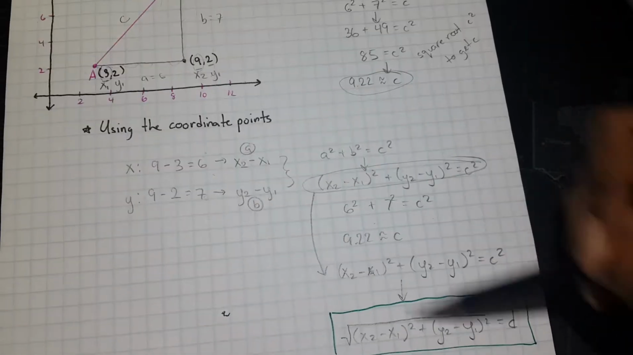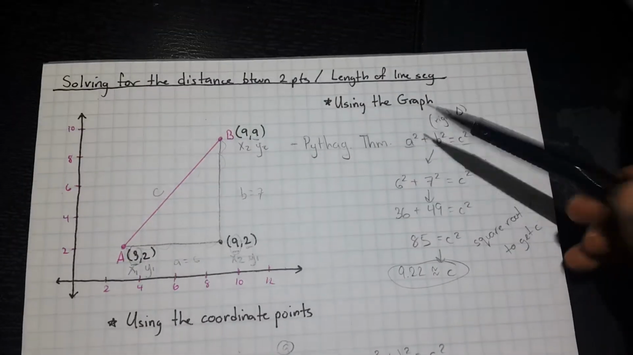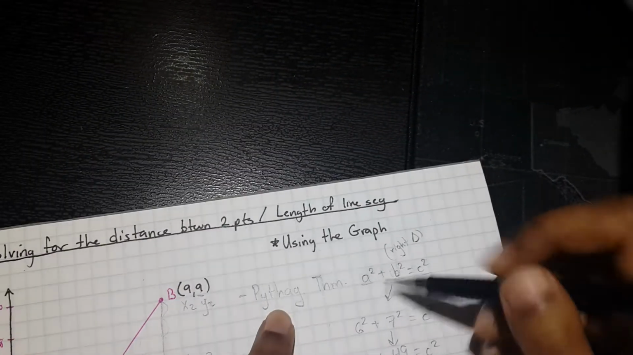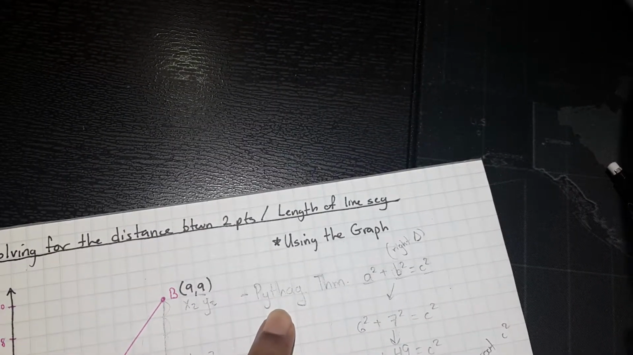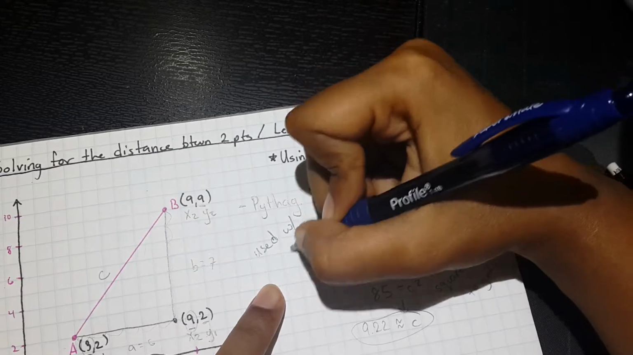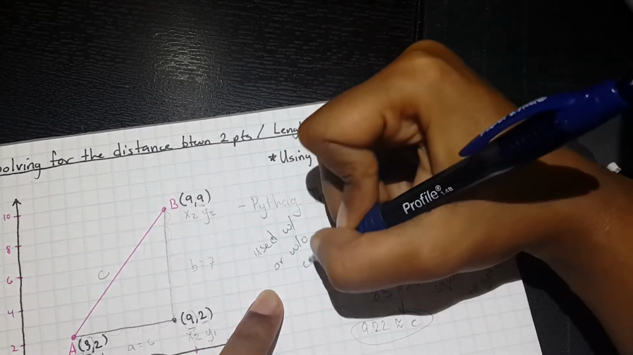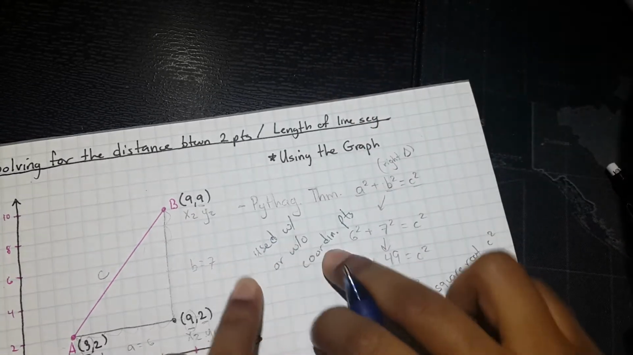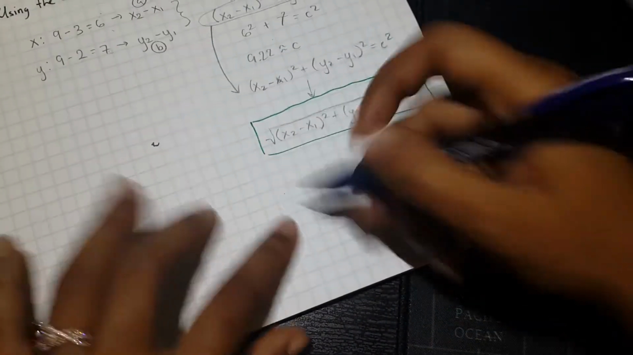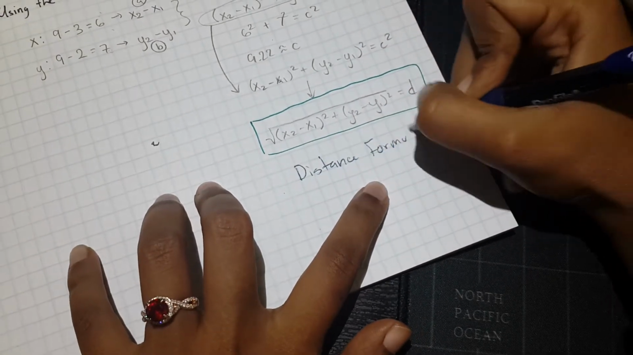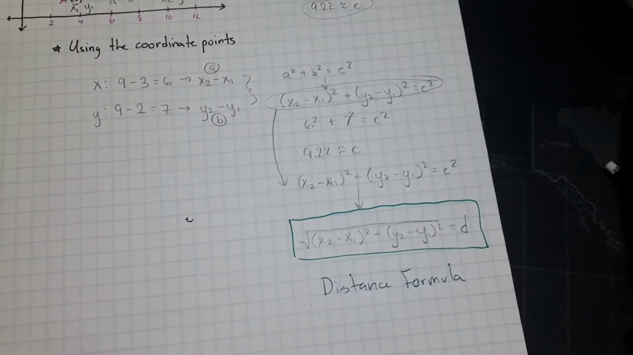But if we look back, it's really the manipulation of the Pythagorean theorem that gives you the distance formula. So the Pythagorean theorem can be used for any length in space, with or without coordinate points. But this distance formula has to use coordinate points. Okay? And that's pretty much it.